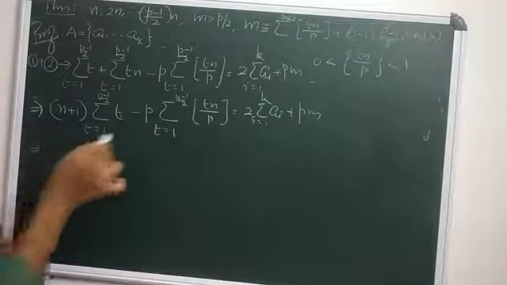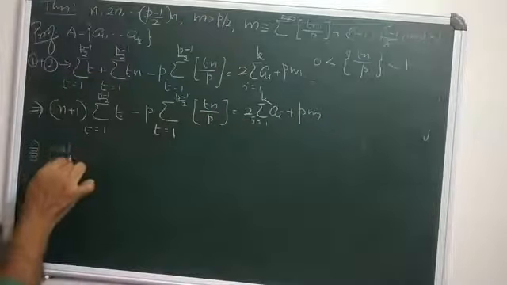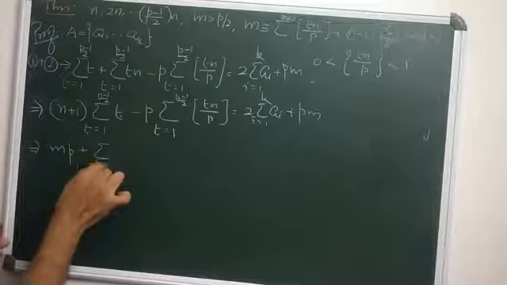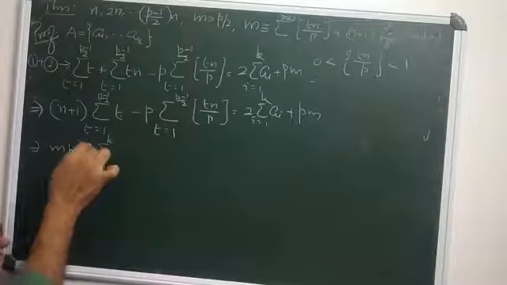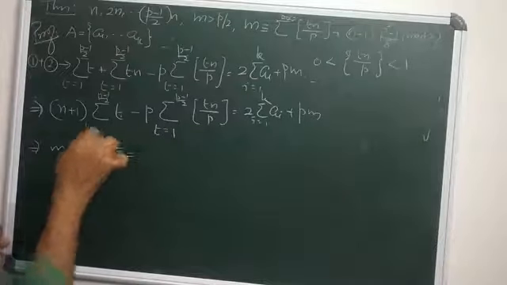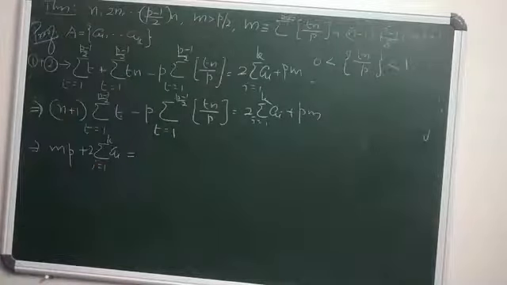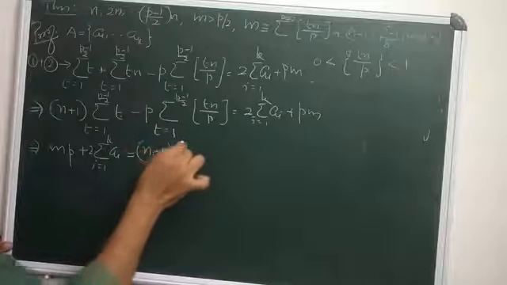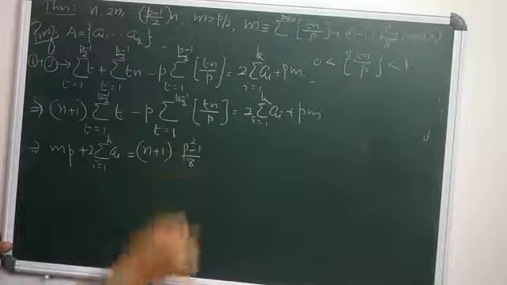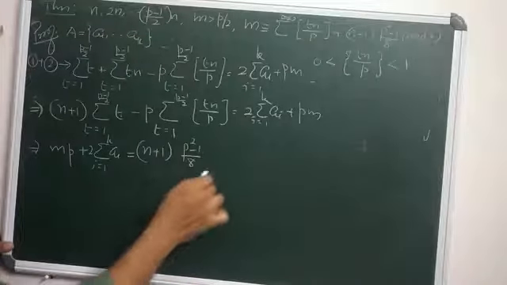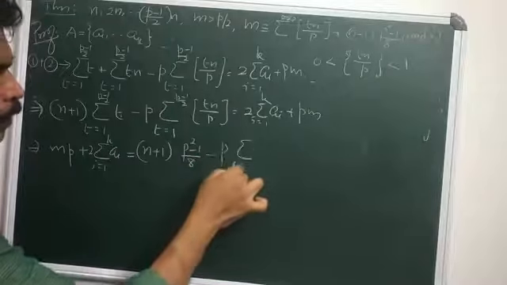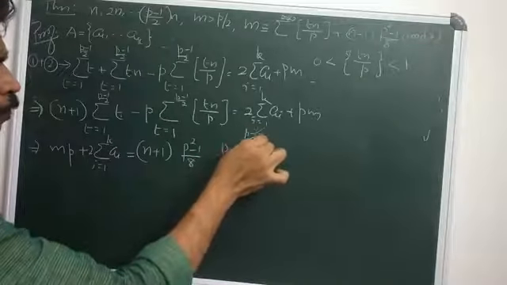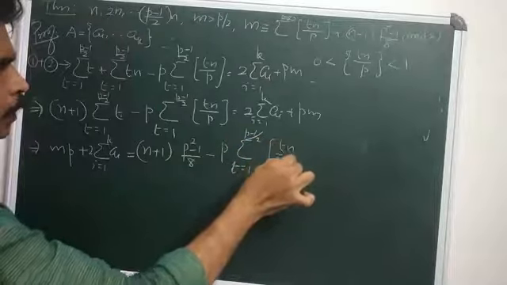So that means it is M P or P M plus the sum of I ranging from 1 to k of 2 into A_I, right side, equals, we know that the sum of T from 1 to (P minus 1) by 2 of T is 1 plus 2 plus etc. plus (P minus 1) by 2, it is (P square minus 1) by 8. So it is (n plus 1) into (P square minus 1) by 8 minus P into the sum of T ranging from 1 to (P minus 1) by 2 of the integer part of T n by P.